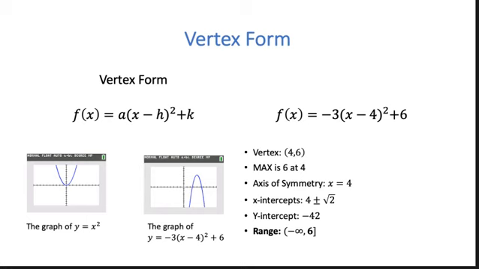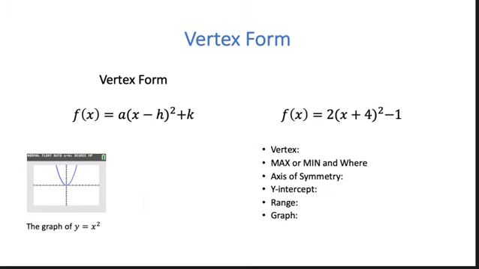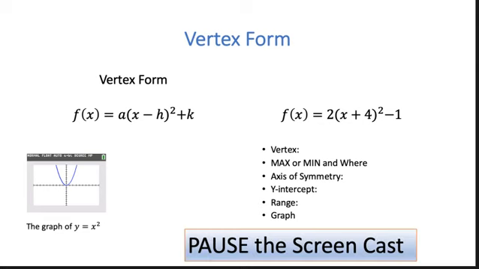All right, did that all make sense? We're going to see. I've written another equation up here that I'd like you to try. Here's another function written in vertex form, and I want you to find the vertex, the max or min, where it occurs, axis of symmetry, y-intercept, range, and graph. You can skip the x-intercept for this one, but I want you to solve all of these. So pause the screencast and go ahead and find all of those values.